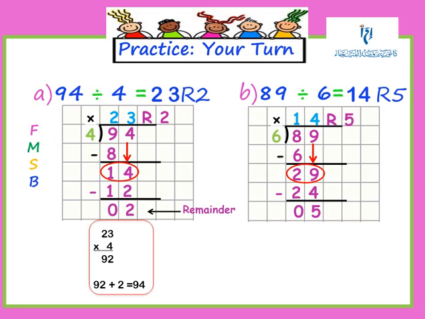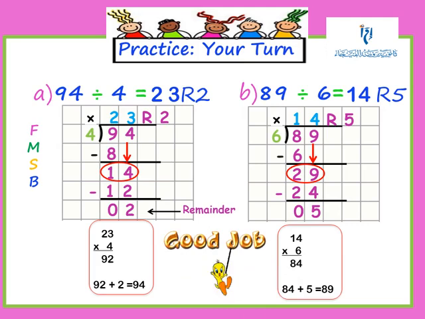And remember, if you want to check that your answer is correct, you can simply multiply 14 by 6 and then add up the 5. If you got the same dividend that you started with, then your answer is correct.